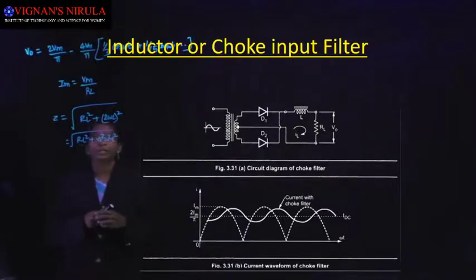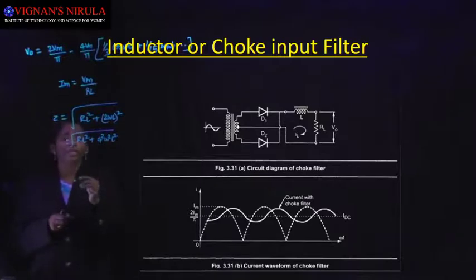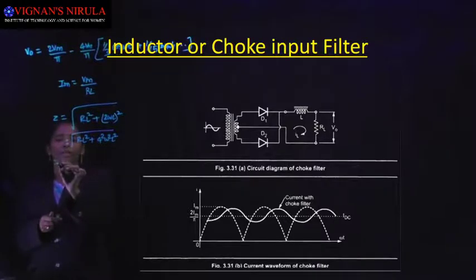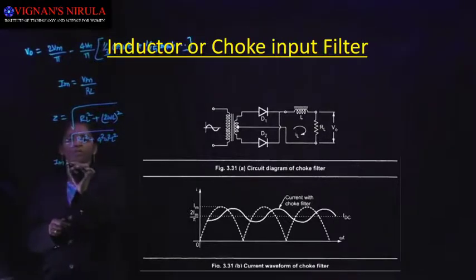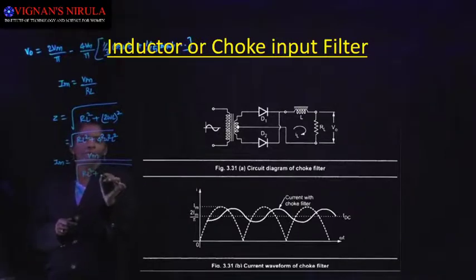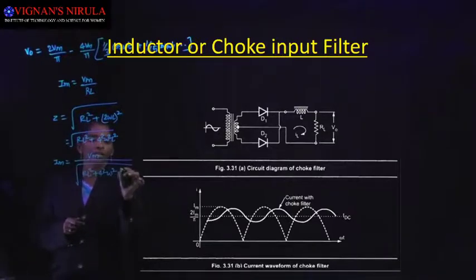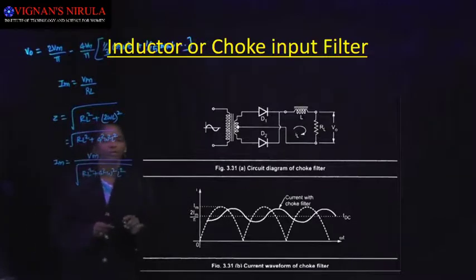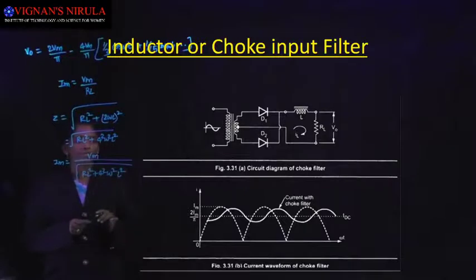So for the AC component, Im equal to Vm divided by the impedance, where the values are RL square plus 4 omega square L square. So Im equal to Vm by square root of RL square plus 4 omega square L square.